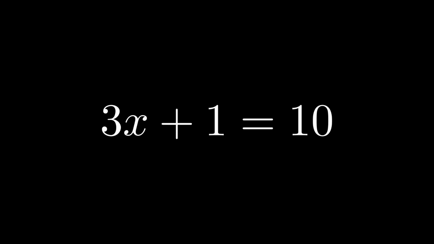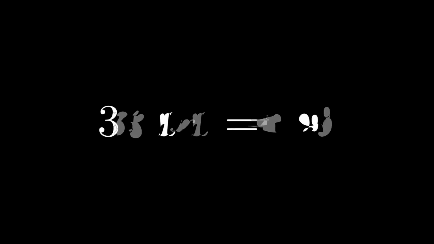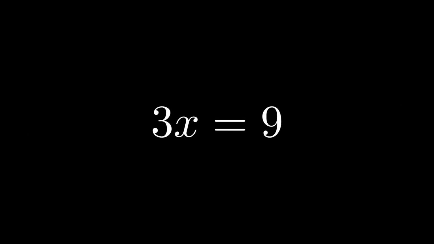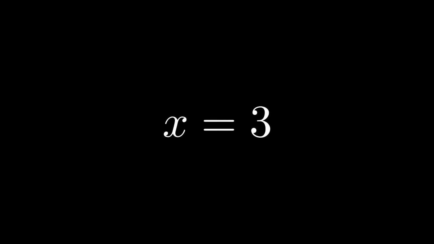Well, first we move the 1 to the other side by subtracting 1 on both sides. Okay, that's 3x equals 9. So then we just move the 3 to the other side by dividing by 3. Okay, and now we know x equals 3. So basically we just push the problems away from us, in this case to the right side, until we only have 1x left. And that's our solution.